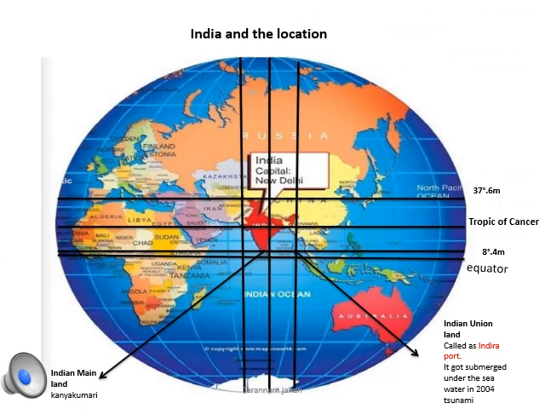With this diagram, I just wanted to clear up the two concepts given in your textbook, the Indian mainland and the Indian Union land, and the difference between them. You just see the Indian mainland. The mainland is till the tip of Kanyakumari, that is, from Jammu and Kashmir to the tip of Kanyakumari is called the Indian mainland.